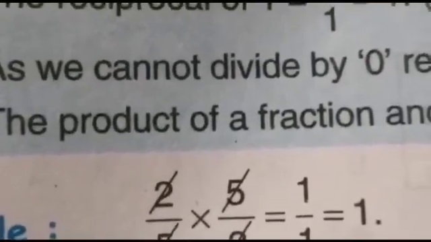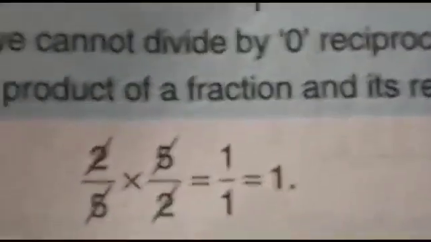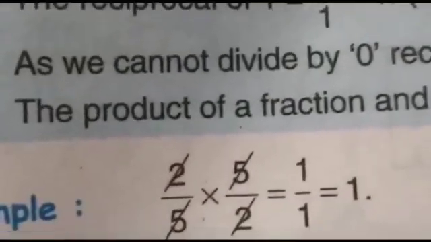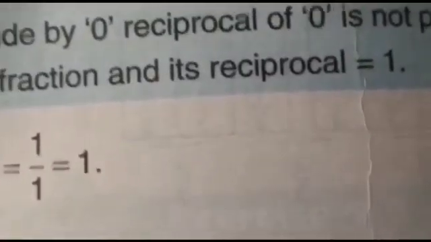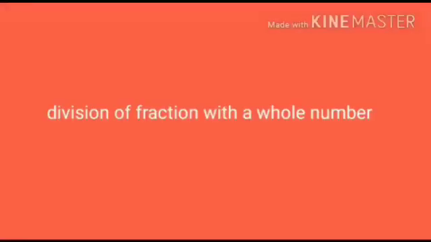So we also came to know that we cannot divide by 0, so there is no reciprocal of 0. Okay, so it's not possible. And if a fraction is multiplied with its reciprocal, then the answer will be 1. Now let's see the division of a fraction by a whole number.